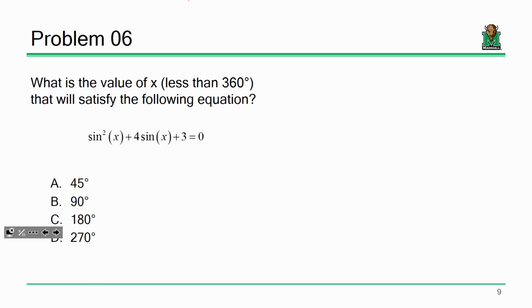Or we could look at this. Imagine that the sine is some other variable. Let's say u is the sine of x. Then would that be u squared plus 4u plus 3? Kind of looks a little bit like a polynomial, right? So let's try that out.